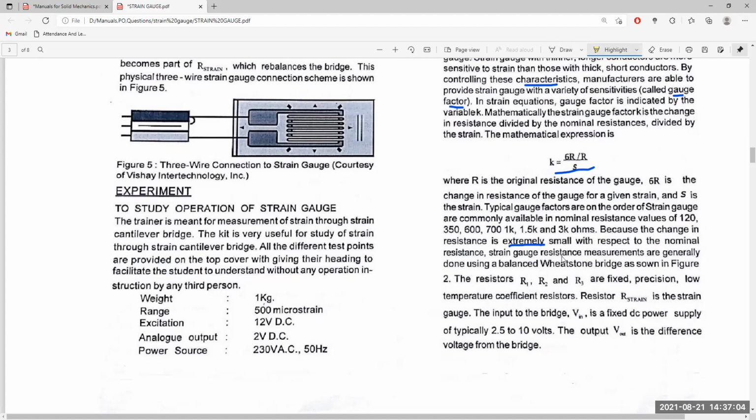Strain gauge resistance measurements are generally done by using a balanced Wheatstone bridge, such as in our second figure here. The resistors R1, R2, R3 are fixed, low temperature coefficient resistors. The resistor R strain is the active arm of the bridge. VEX is a fixed DC power supply, typically 1.5 to 10 volts. The output, V out, is the difference between the voltages.